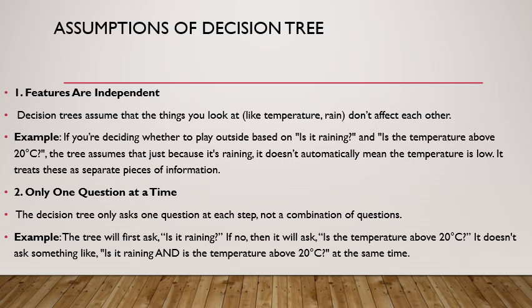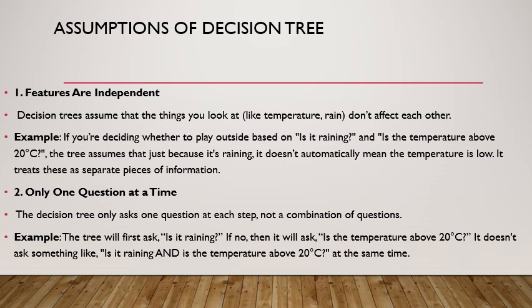Example, if you are deciding whether to play outside based on is it raining and is the temperature above 20 degrees, the tree assumes that just because it is raining it doesn't automatically mean the temperature is low. Okay, it treats these as separate pieces of information. Even though it is raining, it doesn't automatically mean the temperature is low.